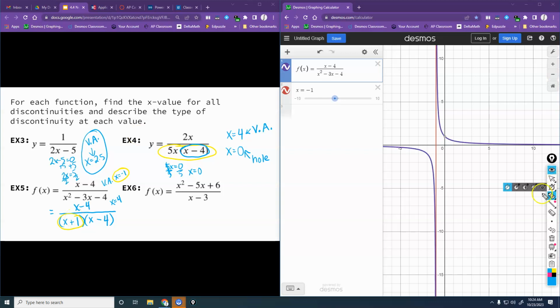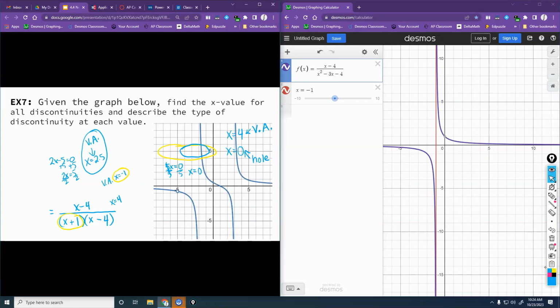So if I go to 4 on this graph, so x equals 4 right here, if I get right there on 4, I have a hole in the graph. But it's really hard to find that just by scanning for it. So if you know how to do it with the equation, it helps a lot more. So you have a hole in the graph at 4. So you got a vertical asymptote at negative 1 and a hole at 4.